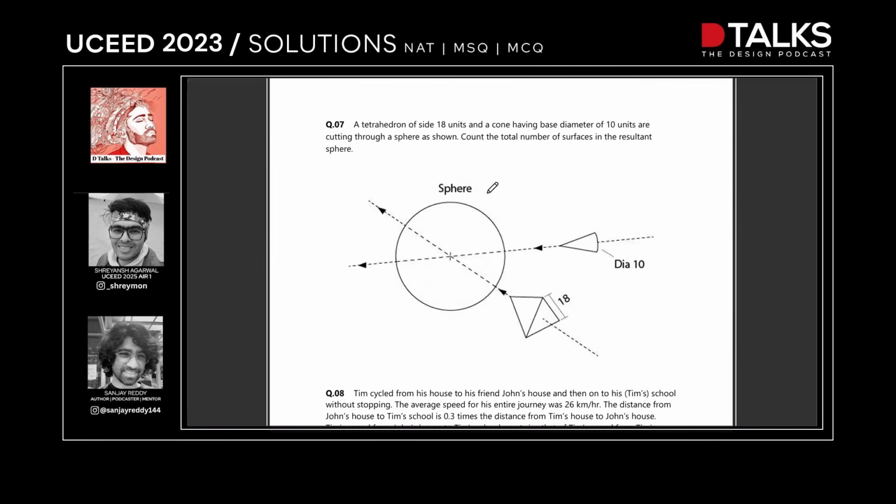A tetrahedron of side 18 units and a cone having base diameter of 10 units are cutting through a sphere as shown. Count the total number of surfaces in the resultant sphere. So, the easiest way to think about this is take one at a time. When you drill a pyramid through the sphere, that means it would give you a triangular tunnel all the way through.